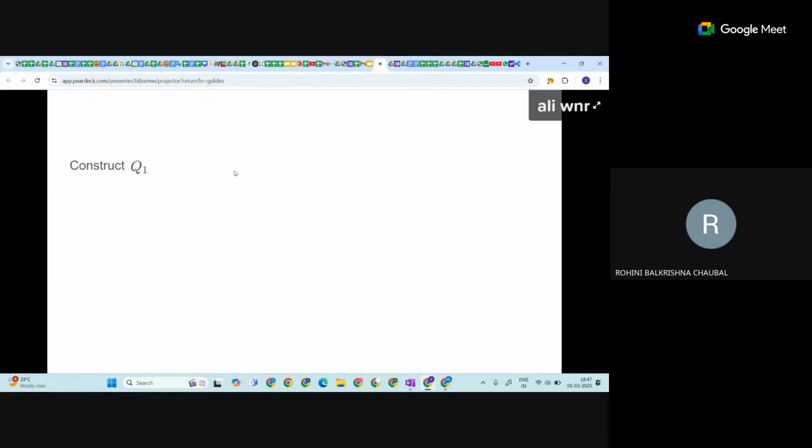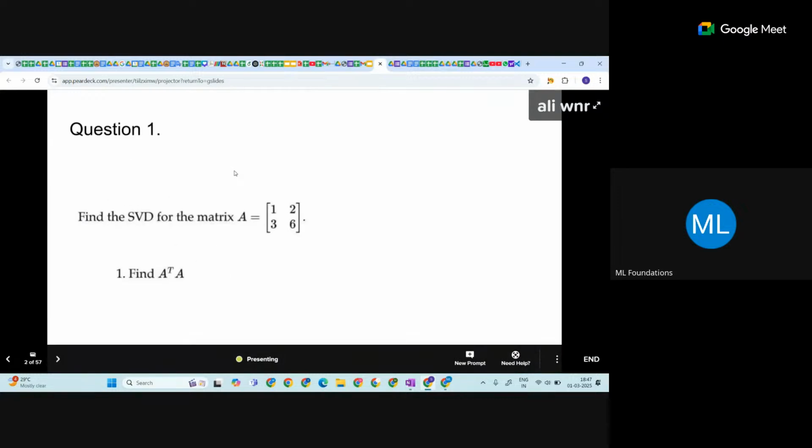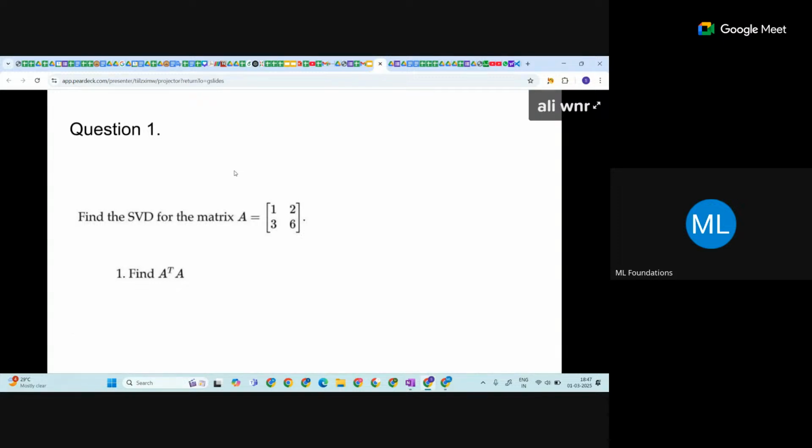The question is we need to construct Q1. We have already constructed Q2. So the question is, we have a matrix 1 2 3 6, and we are trying to find the SVD form. We have found Q2, and now we are finding Q1.